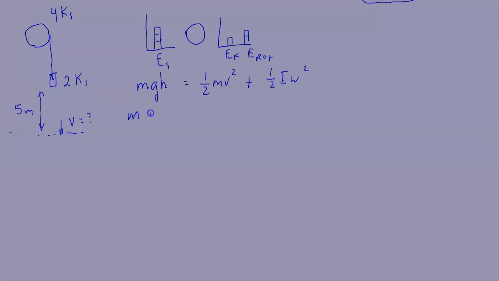All right, so let's go ahead and continue here. We have mgh equals 1/2 mv squared plus 1/2 I. This is a cylinder, 1/2 m r squared, times omega, which is v over r, squared. I want to make sure I emphasize this mass is different than this mass over here. So we just can't cancel things out. So right here, r cancels out.